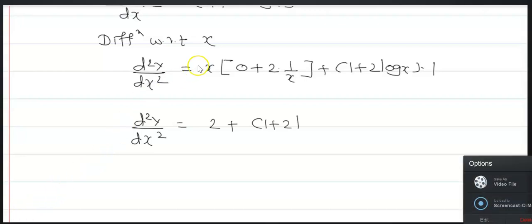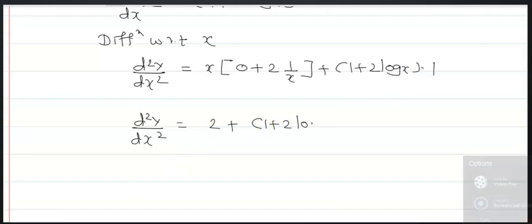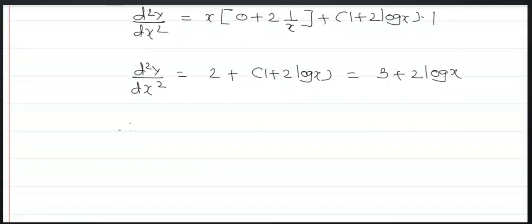Now how is it simplified? This x in 2 upon x, x and x get cancelled and you are getting the 2, plus, in bracket, 1 plus 2 log x. Now this is 1 and this is 2. 1 plus 2, that will become 3. See this here. Therefore, d2y by dx square is equal to 3 plus 2 log x.